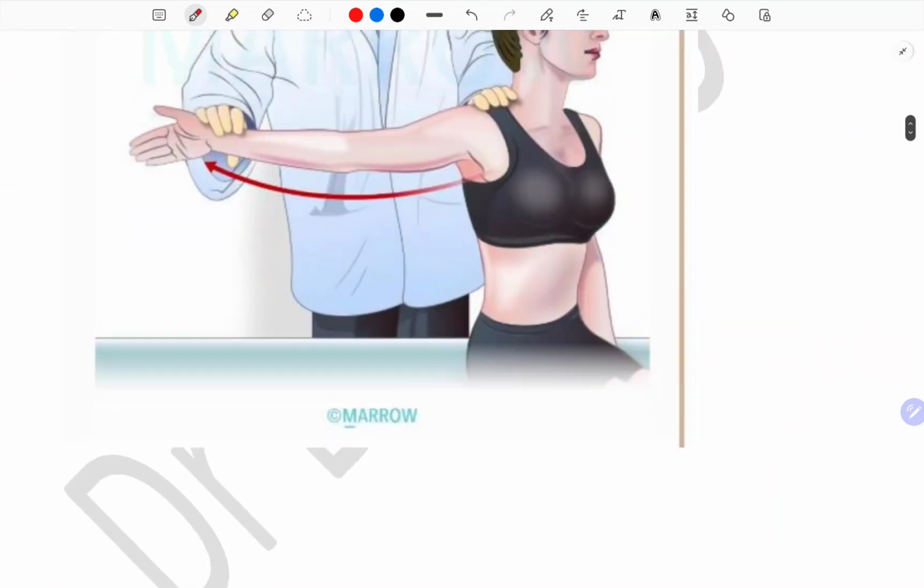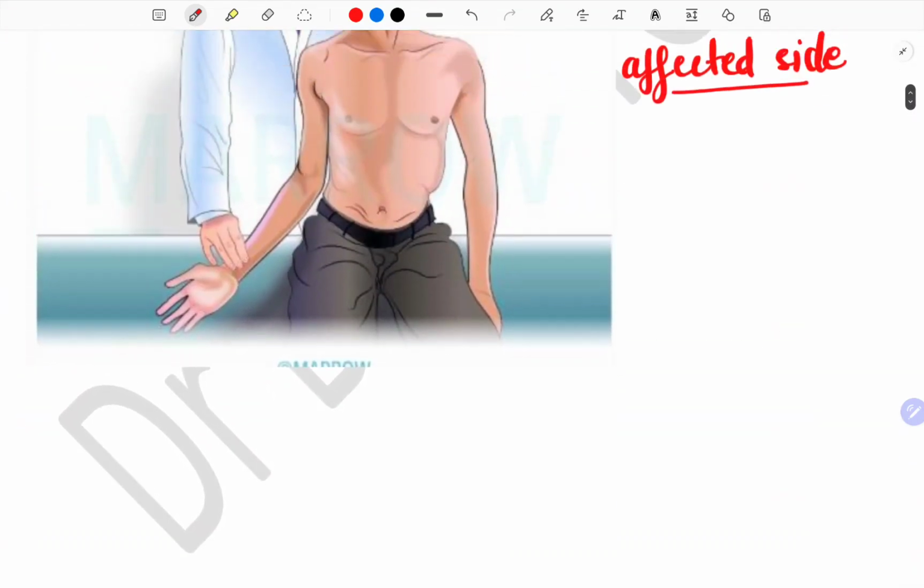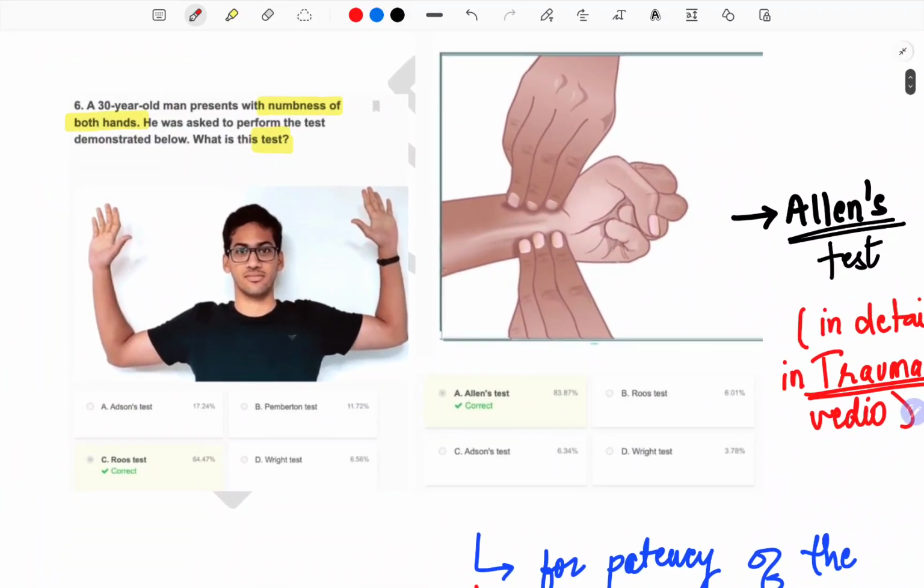Now after this, we'll go back to the questions. A 30-year-old male presents with numbness of both hands. A test is performed. What is this? So I just now told you, it is the Ross test.